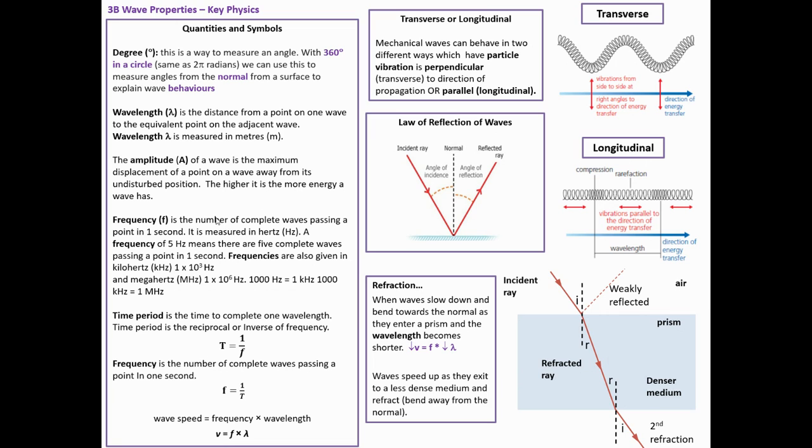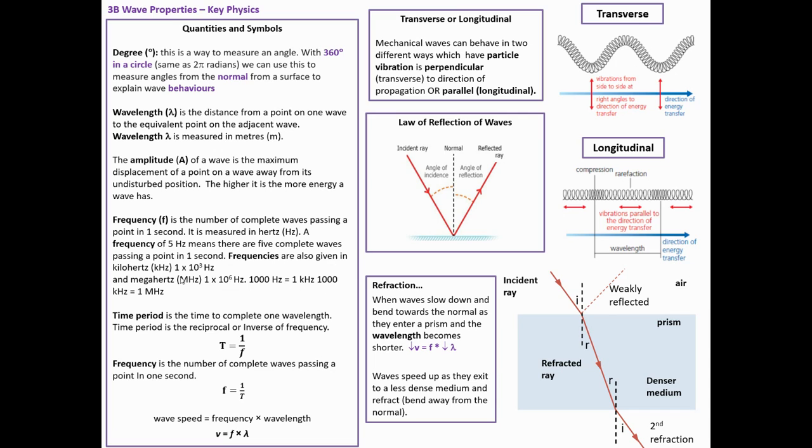Now, frequency can be tricky. That's the number of complete waves passing a point in a second. So how many arrive per second? Of course, it's measured in hertz. A frequency of 5 hertz means there must be 5 complete waves passing a point in 1 second. Frequencies are often given in kilohertz or megahertz, and you've got some conversions to show you what it is.